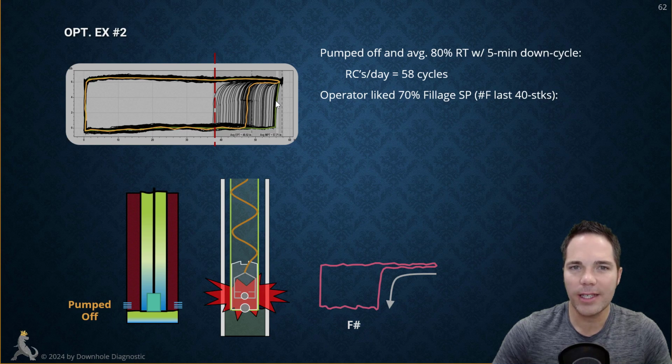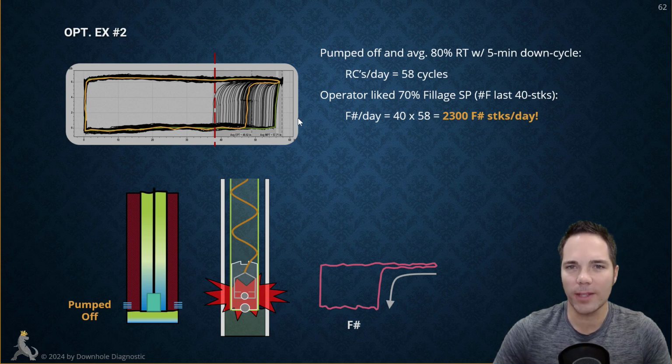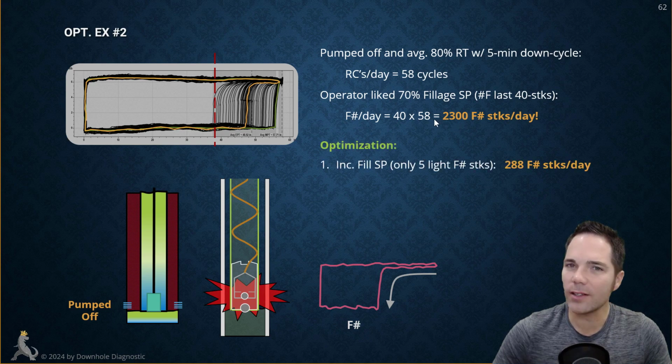So this is 100%, and then as the fillage starts to drop right here, these are all fluid pound strokes of increasingly lower fillage as we start to move from right to left. And so for the fluid pound strokes per day, if the run cycle that I recorded with my dynamometer right here is representative of what it normally does, it's going to be 40 fluid pound strokes at the end of each run cycle. We have 58 run cycles occurring per day. That means that this particular well is pounding fluid 2,300 times per day, 2,300 strokes. Okay, that's a lot of fluid pound strokes.